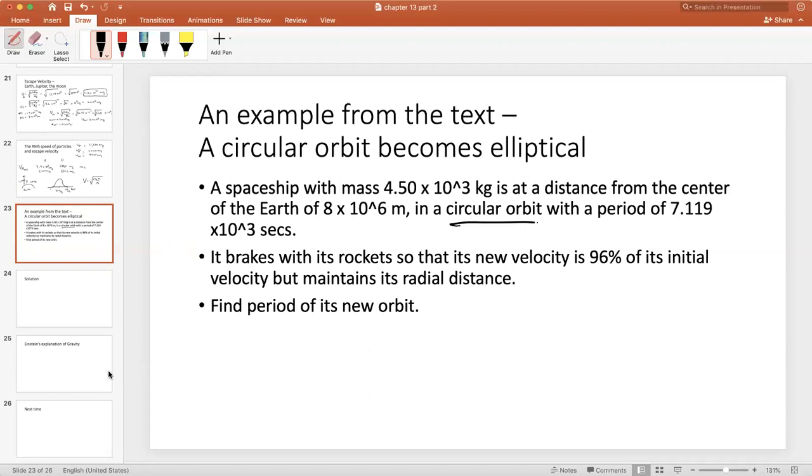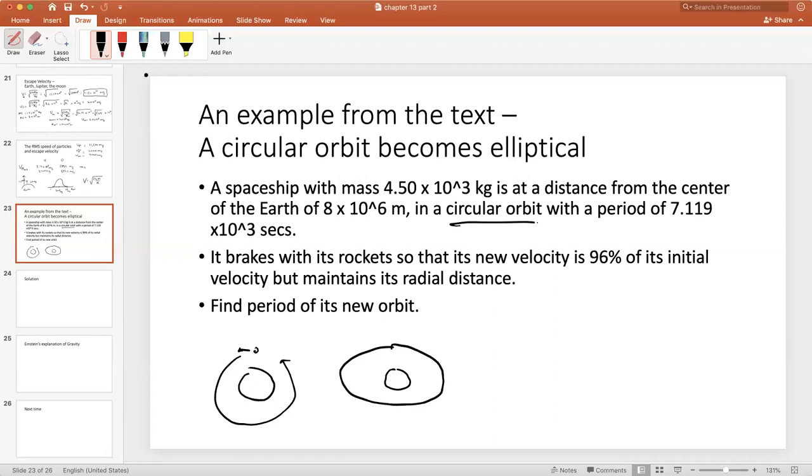But this thing breaks. So originally, it was floating around in a circle. And when it breaks, it suddenly gets itself in this elliptical orbit where essentially the planet's no longer at the center of a circle, it's at the focus of some ellipse. And we want to know what the new period for the spaceship is. That's what's going on here. So in order to do this, we need to do a couple things.